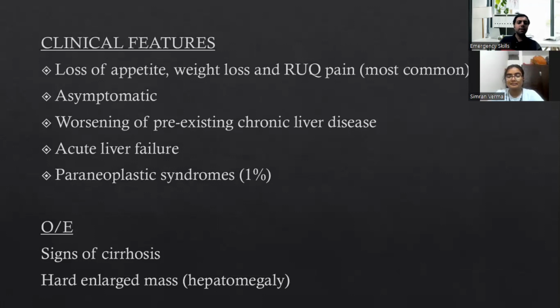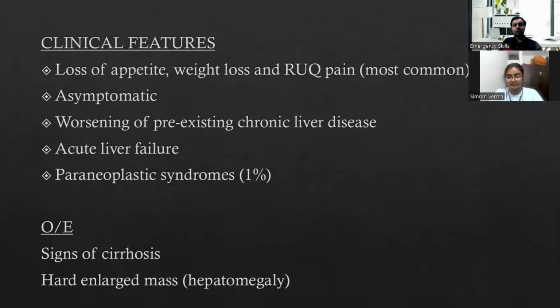Moving on. Clinical features: on examination, a very large mass will be present. Symptom-wise, the patient will come to you with loss of weight, loss of appetite, and severe upper quadrant pain in the right hypochondrium. Asymptomatic presentation is not that common. Symptoms will be present, with worsening of any pre-existing liver disease like hepatitis B or C, and acute liver failure symptoms can be seen. Paraneoplastic syndromes are much less common, seen in about 1% of cases.